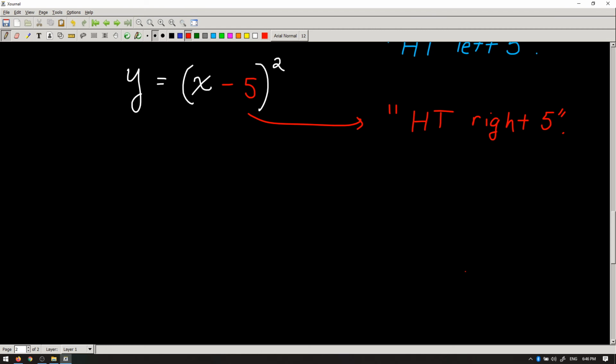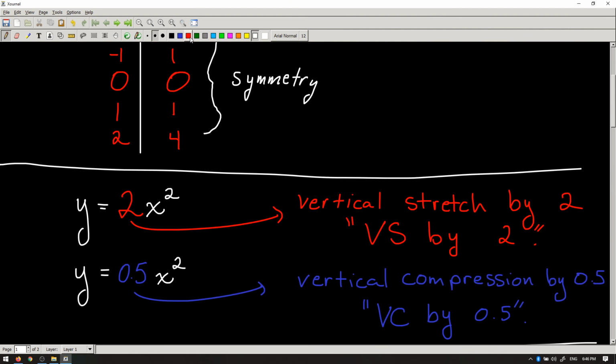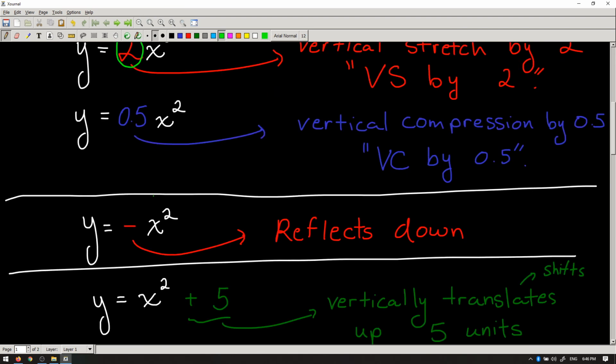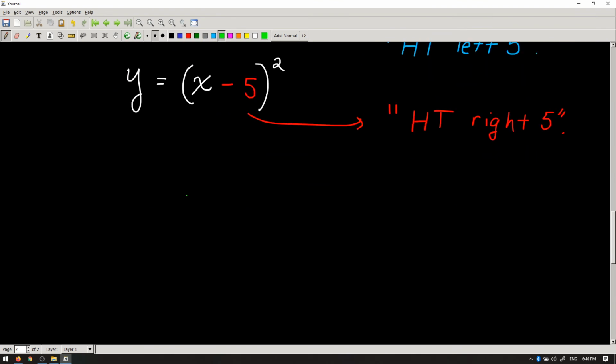So what if I were to combine all of them into one expression? What if I were to take this 2 right here, let's say. What if I were to take that 2, that negative sign, this plus 5 on the outside, and this plus 5 on the inside, and combine them into a single expression? What would that look like?